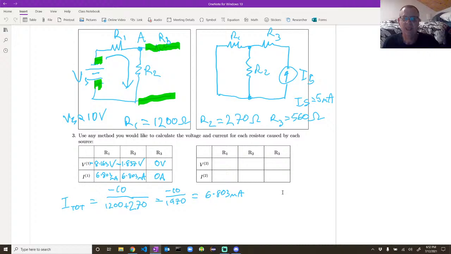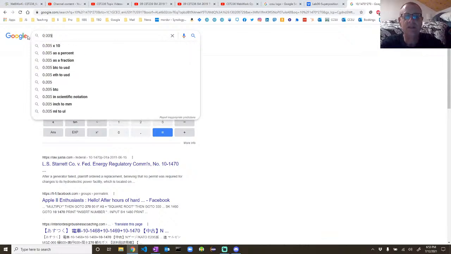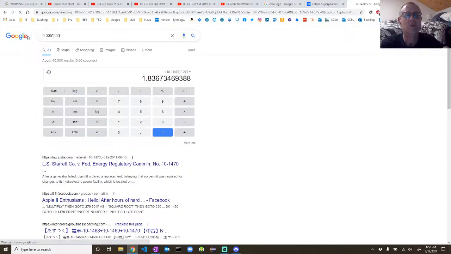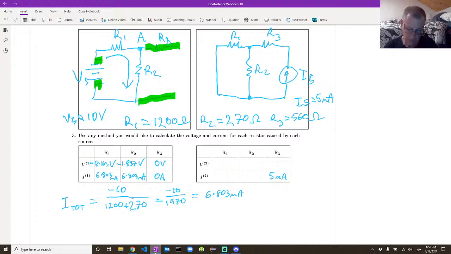So then we've got to look at the next piece, the second circuit, which just has the current source, and we've sort of got a freebie on the current source, right? Because we know that the current through R3 has to be 5 milliamps. And that sort of makes sense. But then we've got 5 milliamps, so 0.005, and then the voltage drop is going to be IR, so it's 2.8 volts. Okay, so that's the first piece for R3.